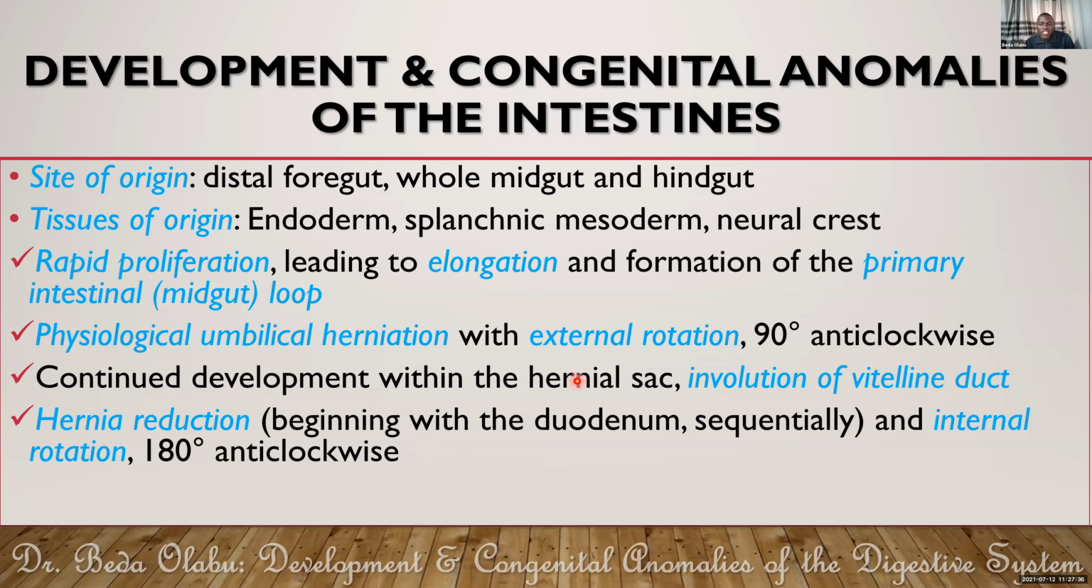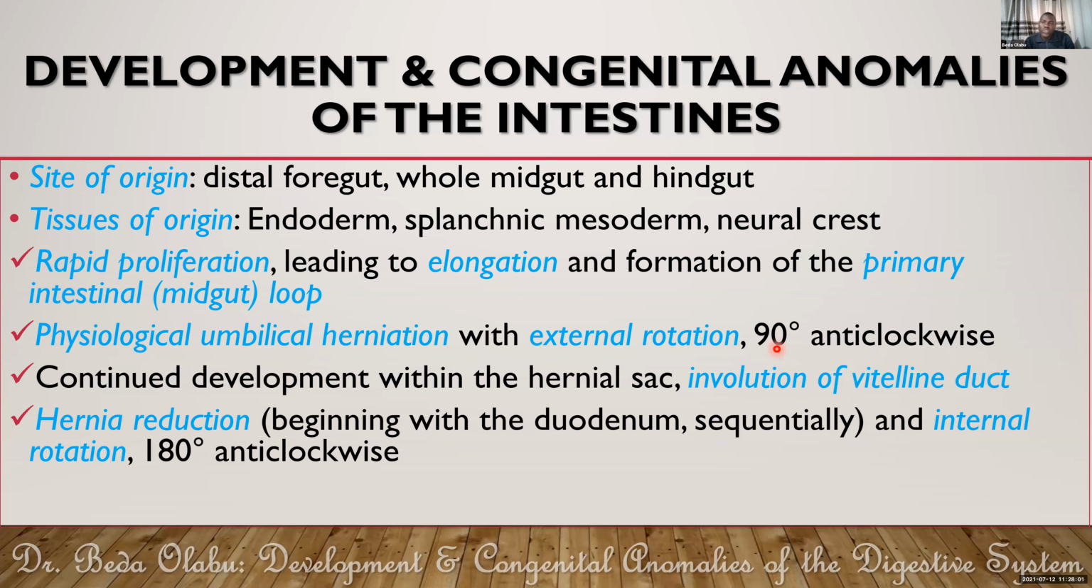During the 90 degrees anti-clockwise rotation, the large gut went to the left. So the large gut is on the left when the intestines are out in the sac. When the intestines go back, the intestines rotate 180 degrees, still in the anti-clockwise direction. So the large gut goes up, then to the right.